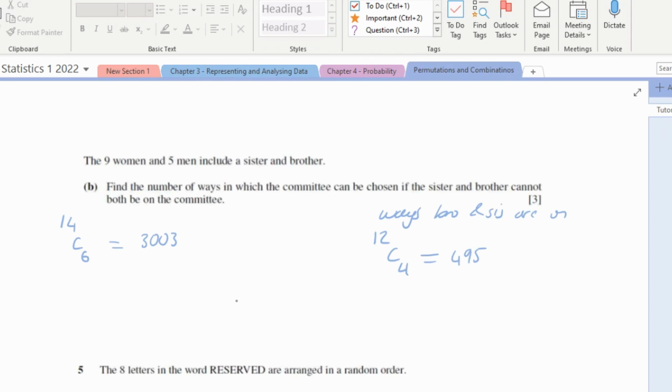And so if you want to find the number of ways the committee can be arranged that you don't have them on, it's going to be 3003 subtract the 495, which gives us 2508. Okie dokie.